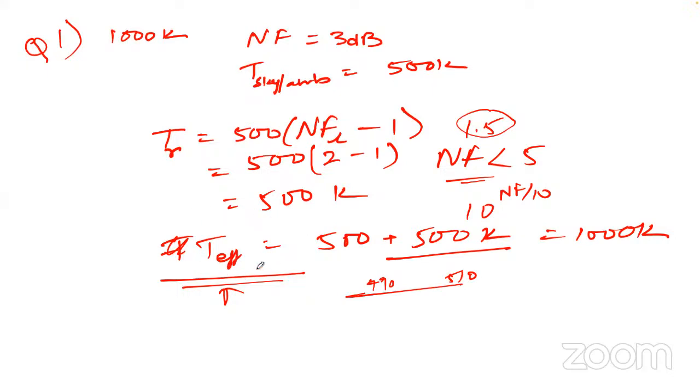After this, the second question was: if the radio telescope given in question 1 is observing a source of 2 arc second, then find the total antenna temperature. What will be the total antenna temperature in that case?